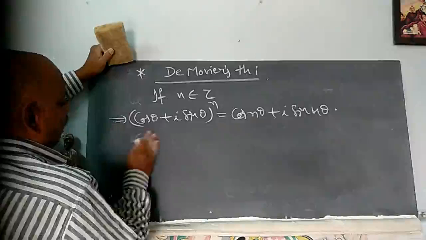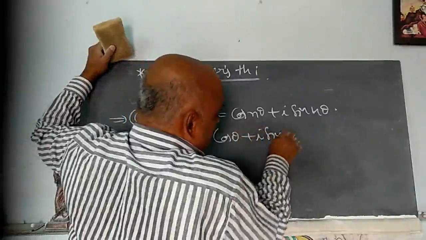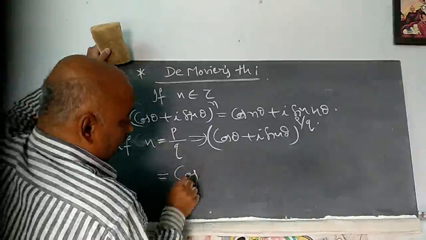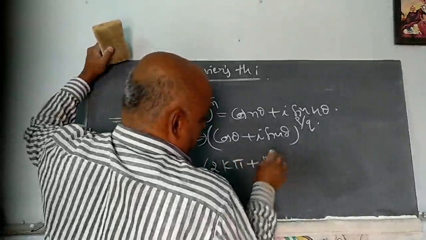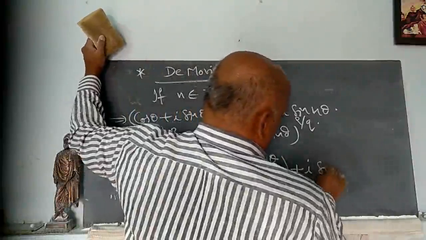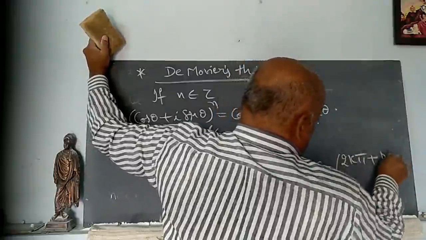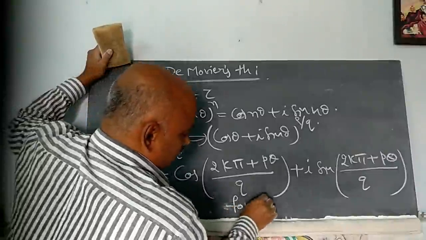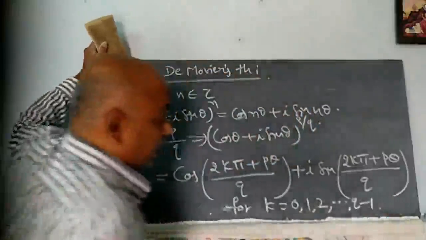If n is a rational number, cos theta plus i sin theta whole to the power of p by q is equal to cos of (2k pi plus p theta) by q plus i into sin of (2k pi plus p theta) by q, where k is equal to 0, 1, 2, up to q minus 1.